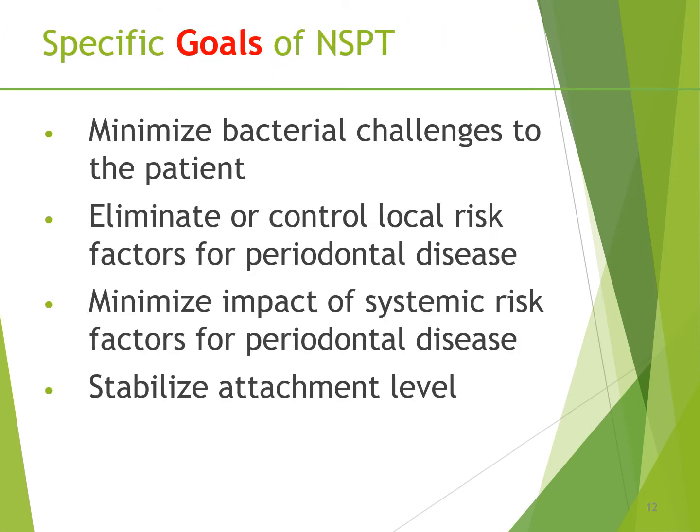Okay, so here are the goals laid out for you to read of NSPT or phase 1 therapy. Of course, we talked about reducing the bacteria in the mouth, eliminating risk factors such as overhangs and such, reviewing their systemic issues, getting that under control, sending them to a referral if we need to. Of course, our big job is stabilizing attachment levels. How do we know that what we're doing is working? How do we know?